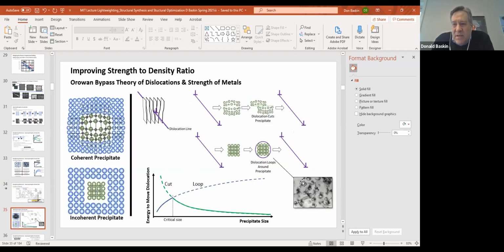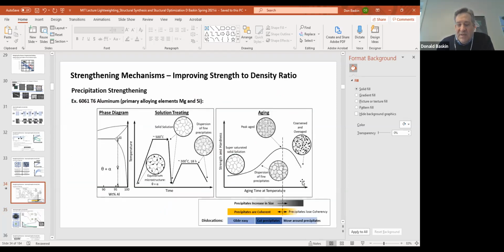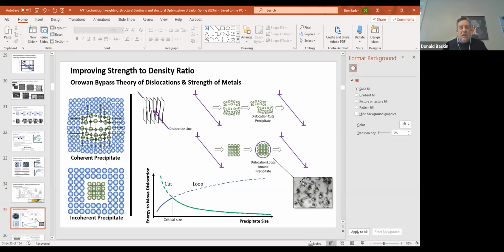So how does this happen? What is the mechanism that's at play? Before I go there real quick, just again, precipitation hardening. This is a tool that material scientists can use to maximize the yield strength to density ratio. So how does this work? There's a theory called the Orowan bypass theory of dislocations that describes how this mechanism works, and why these materials become stronger, or why they become weaker.